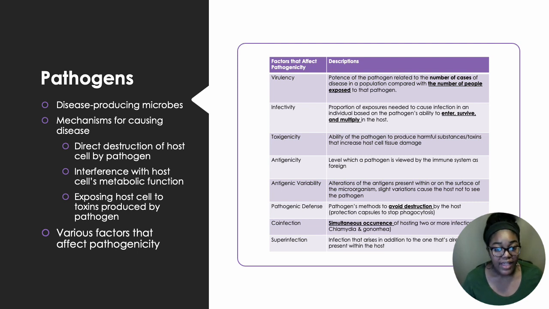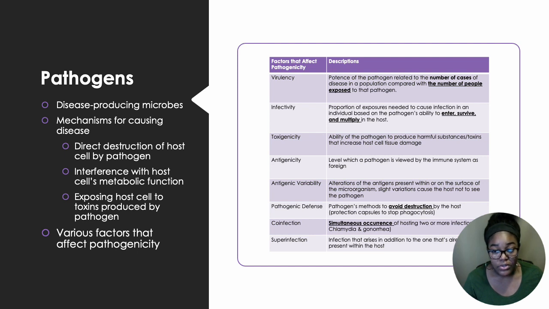We have co-infections, and that is the simultaneous occurrence of two or more infections. And one of the most common examples of this is chlamydia and gonorrhea. So again, there are two or more infections.